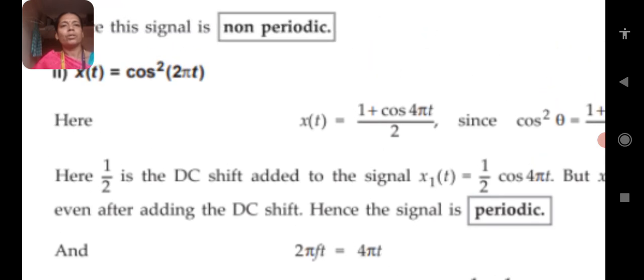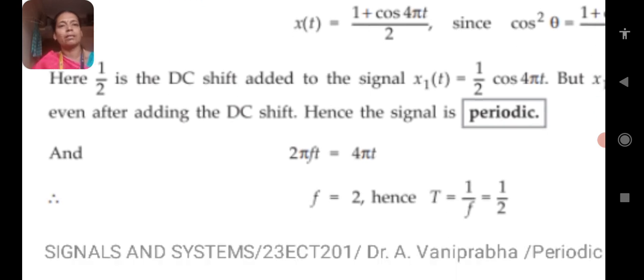So here the coefficient of t is omega. Likewise, the coefficient of n is omega in discrete time, and here the coefficient of t is omega in continuous time. Therefore, 2 pi f t is equal to 4 pi t, and t gets cancelled, and pi also gets cancelled. Therefore, f is equal to 2. Hence, the time period is equal to 1 by f. Therefore, it is 1 by 2.